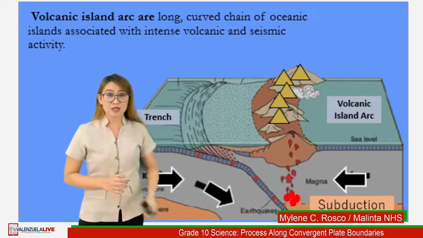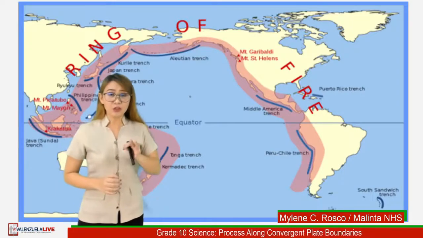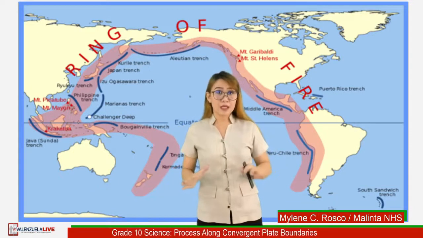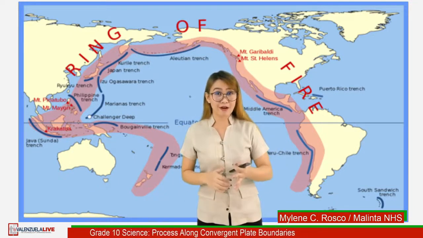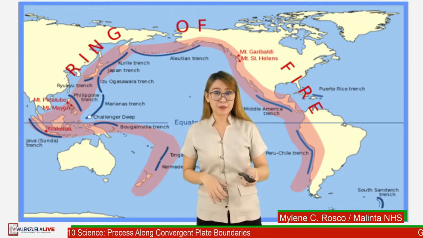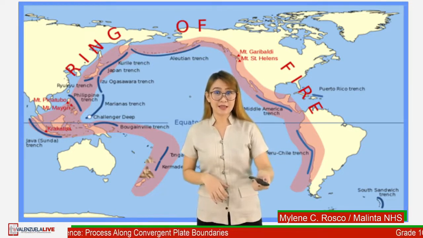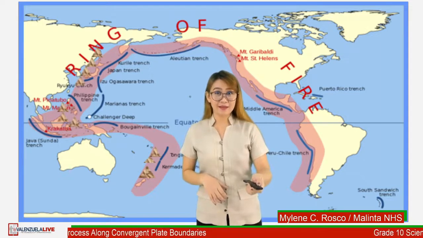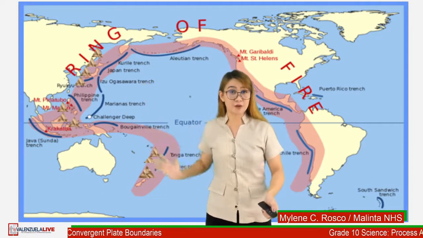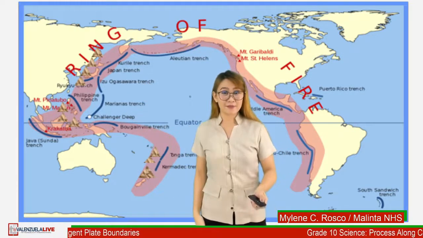Alright? So, did you know that the western part of the Pacific Ocean is mostly made up of volcanic arcs? This includes Indonesia, Philippines, and Japan. So this part of the Pacific Ring of Fire is made up of volcanic island arcs. Alright?